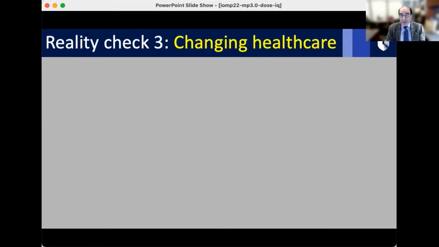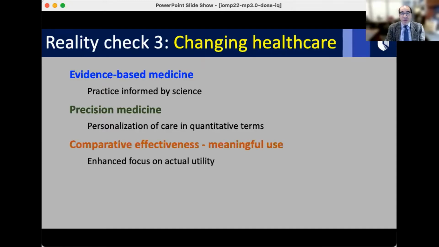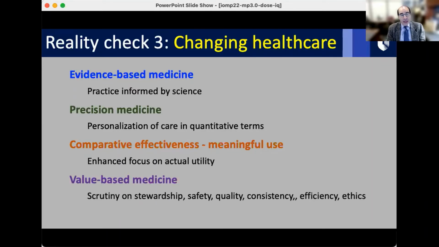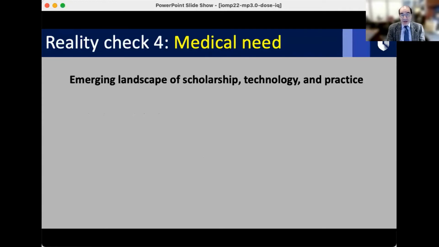Well, at the same time, healthcare is changing toward evidence-based medicine, implying practice informed by science; precision medicine, focusing on personalization of care in quantitative terms; comparative effectiveness, which focuses on the actual utility as opposed to presumed utility of the technology; and value-based medicine, which is scrutiny on the stewardship, safety, quality, consistency, efficiency, and ethics of the process. And finally, there is a medical need, therefore.